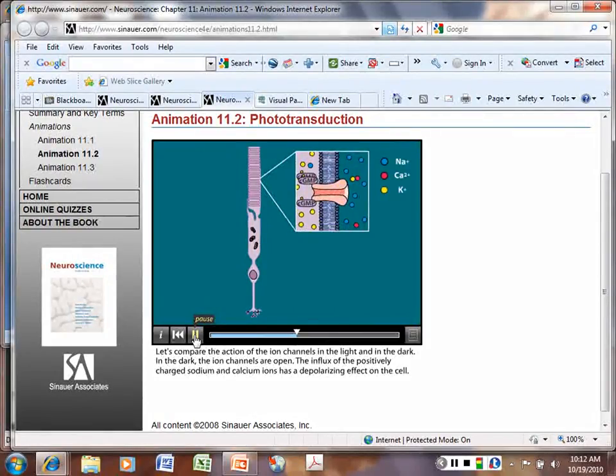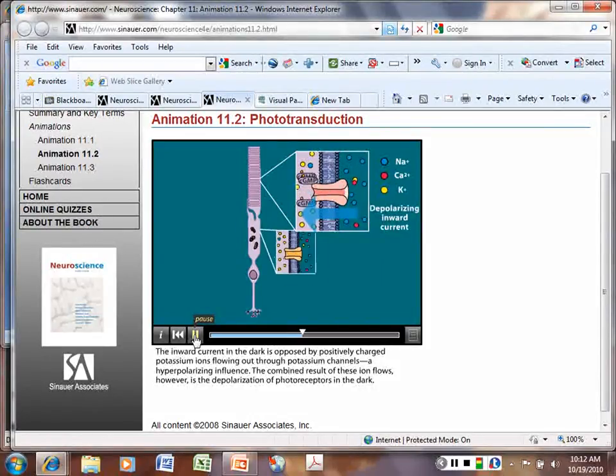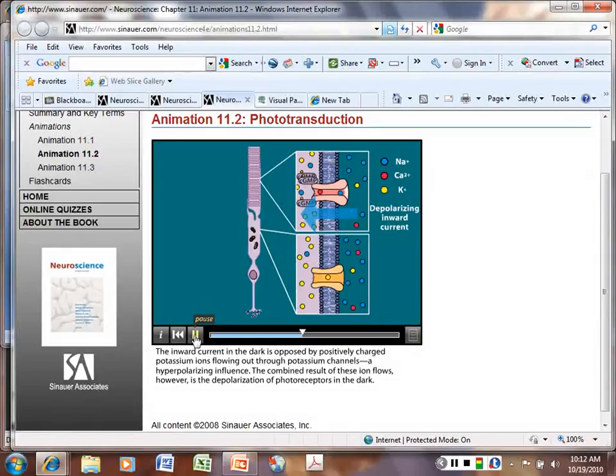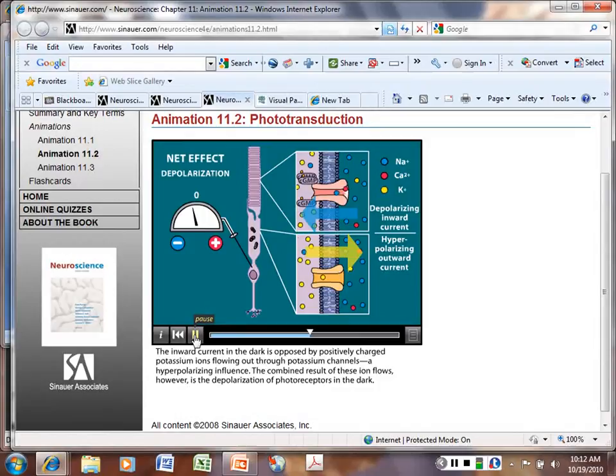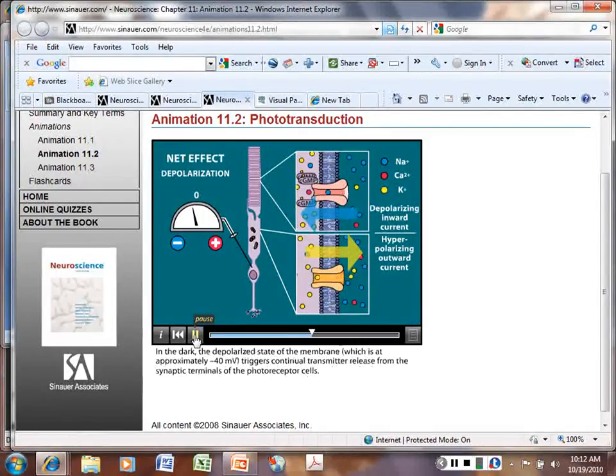The influx of the positively charged sodium and calcium ions has a depolarizing effect on the cell. The inward current is opposed by positively charged potassium ions flowing out through potassium channels, a hyperpolarizing influence. The combined result of these ion flows, however, is the depolarization of photoreceptors in the dark. In the dark, the depolarized state of the membrane, which is at approximately -40 millivolts, triggers continual transmitter release from the synaptic terminals of the photoreceptor cells.